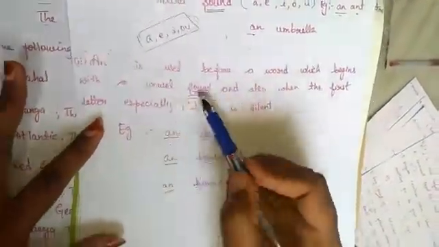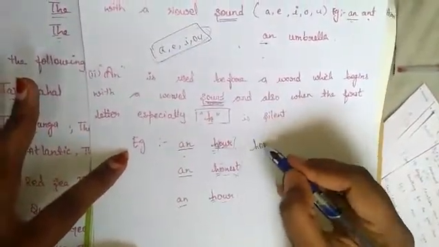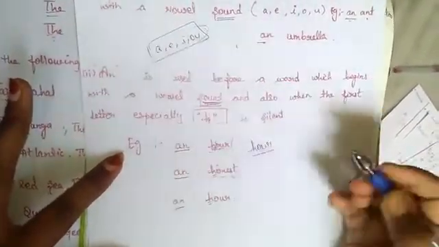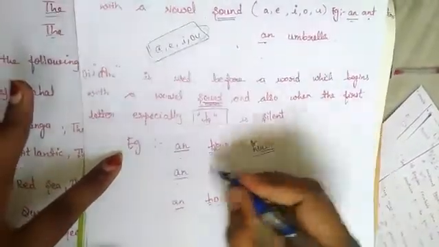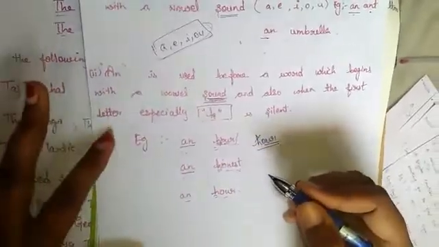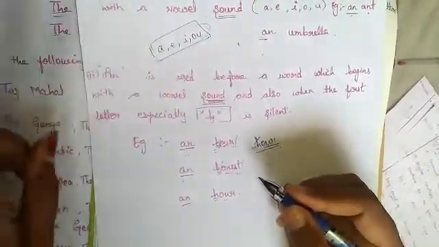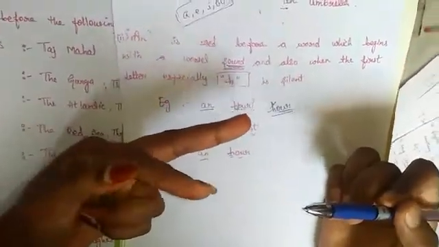Here you can see why I am stressing on the sound, because your spelling of hour is H-O-U-R. So we are not pronouncing H, we are pronouncing from here, an hour. And honest, we are saying honest, we are not saying honest with an H. So in two places we have to use an: first one before the vowel sound, and second one when H is silent.